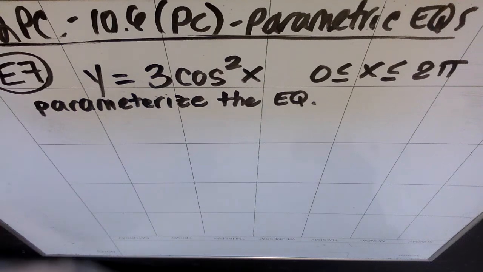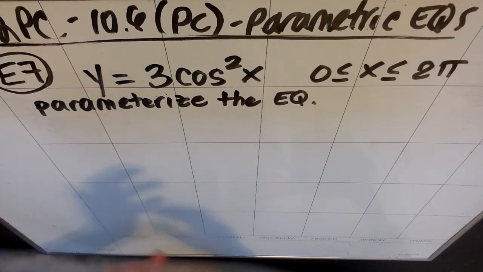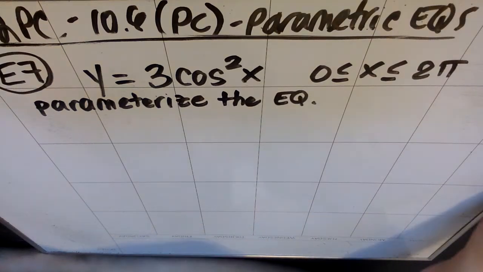This is Honors Algebra 2 Pre-Calc. We're doing 10.6 in Pre-Calc, which is parametric equations. In example 7, we're given y equals 3 cosine squared of x on the window from x is 0 to 2 pi. And we're asked to parameterize the equation.